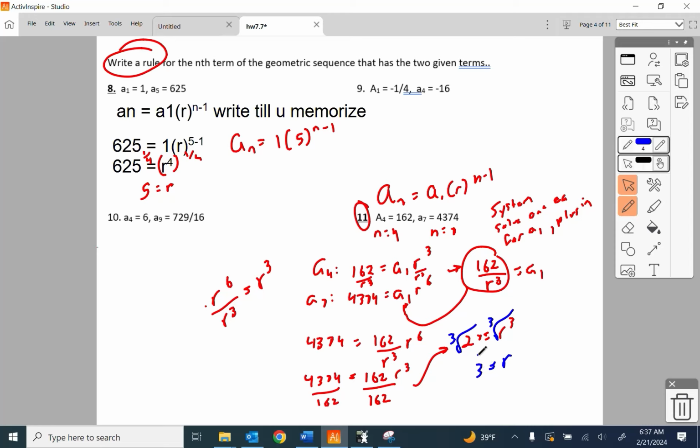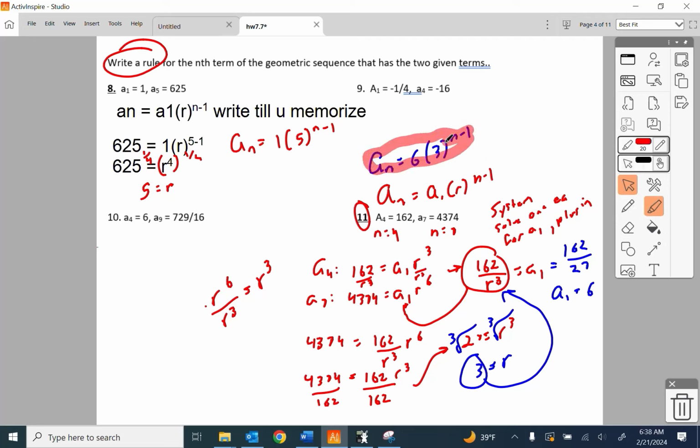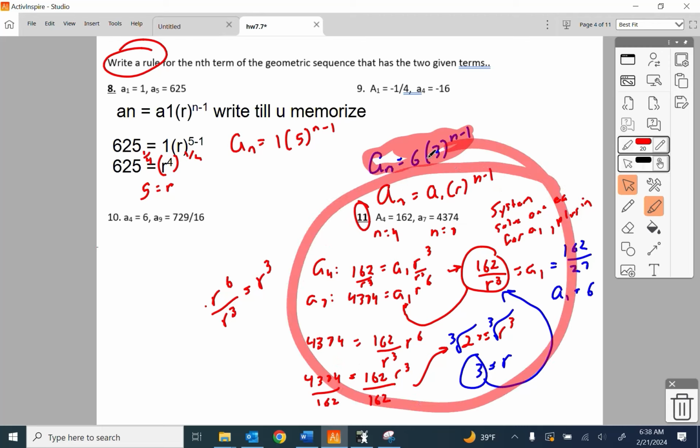Now, I also need to know the first term. So this is 162 over r cubed, 3 cubed, 27, which should be 6. So the first term is 6. Now, I'm going to use this rule. The nth term is the first term 6 times a ratio of 3 to the n minus 1. And there is my final answer. And there's all that beautiful work. All of it. It's beautiful. Learn how to do it.